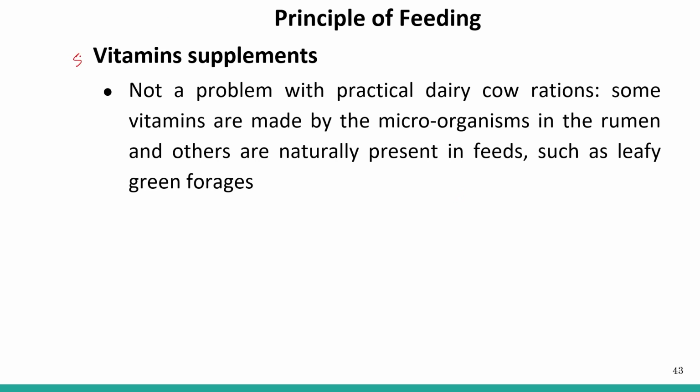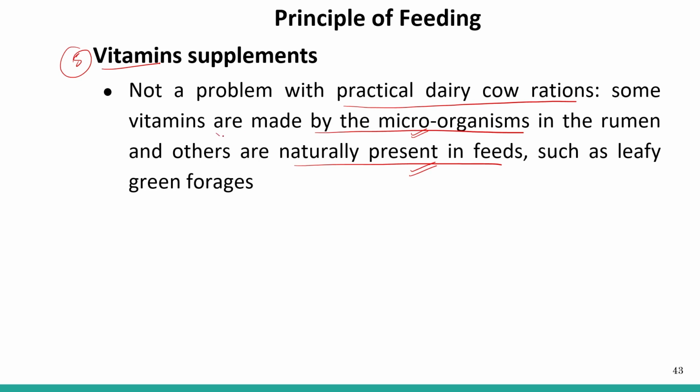Next is vitamin supplements. Not a problem with practical dairy cow rations. Some vitamins are made by the microorganisms in the rumen and others are naturally present in feeds. Some vitamins are naturally present in feeds and some get synthesized with the help of microorganisms in the rumen of the animals.